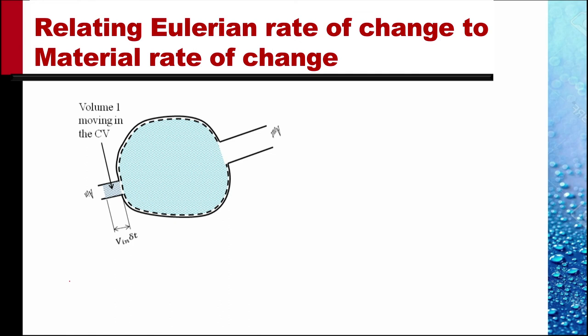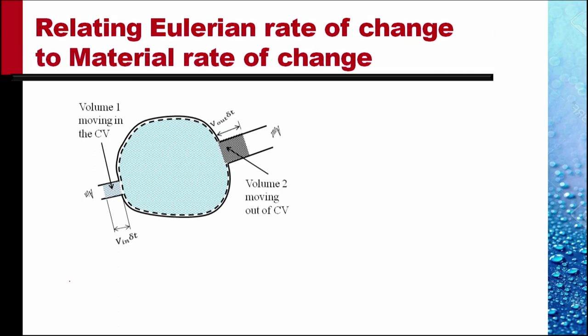This is the quantity that moves in. Similarly, a quantity would move out at the outlet in association with the fluid that moves out of the control volume. The volume moving out of the control volume would be V out delta T times the area at the outlet, and the property that moves out with this would be rho times eta times V at the outlet times A out, times delta T.